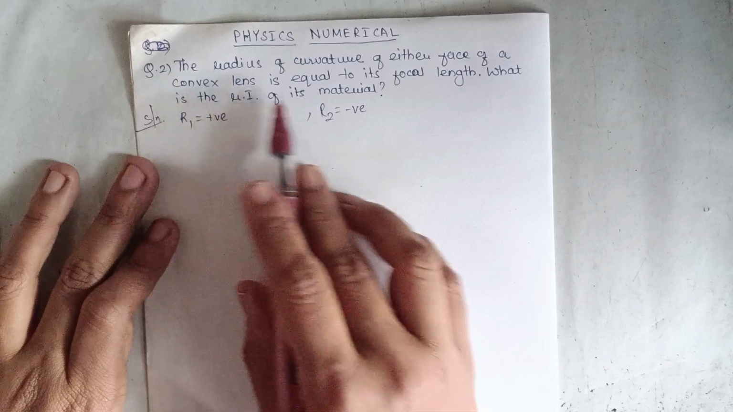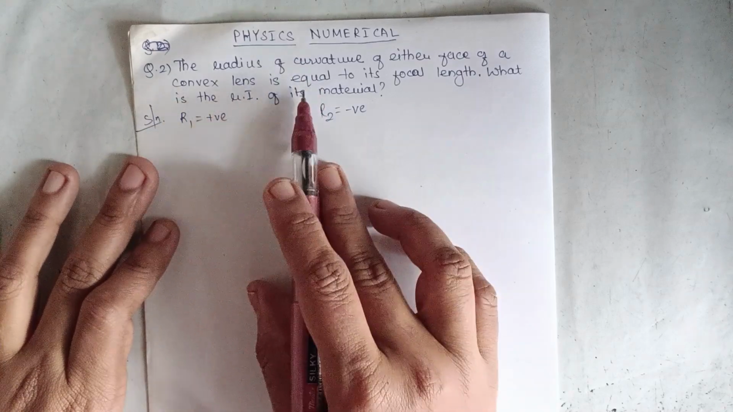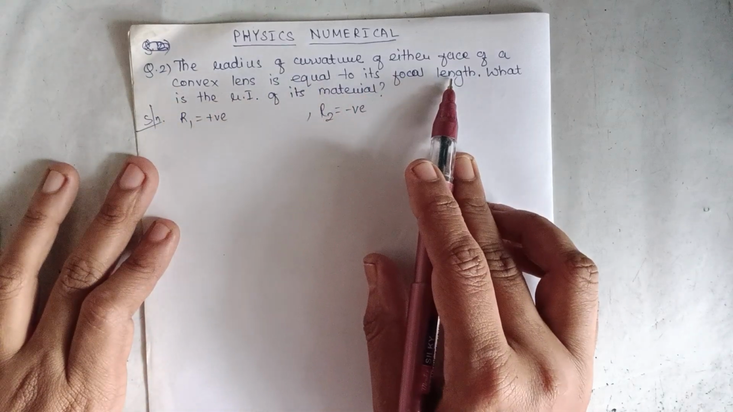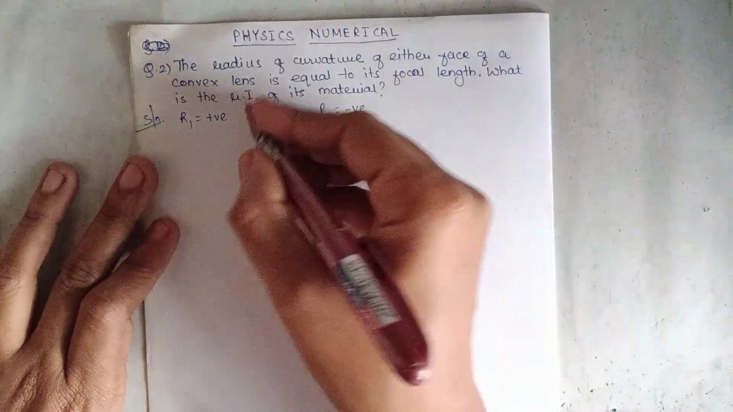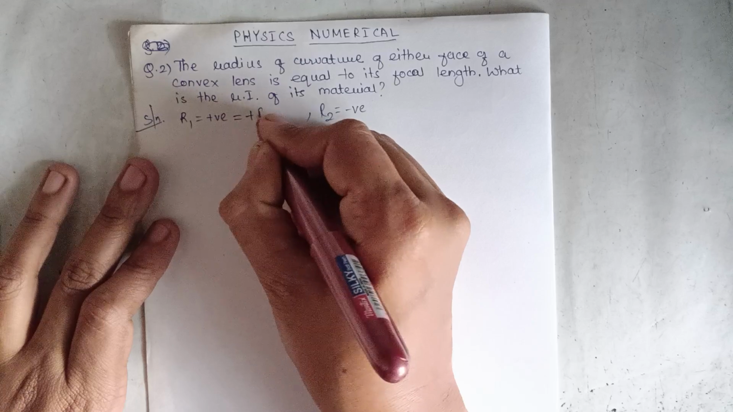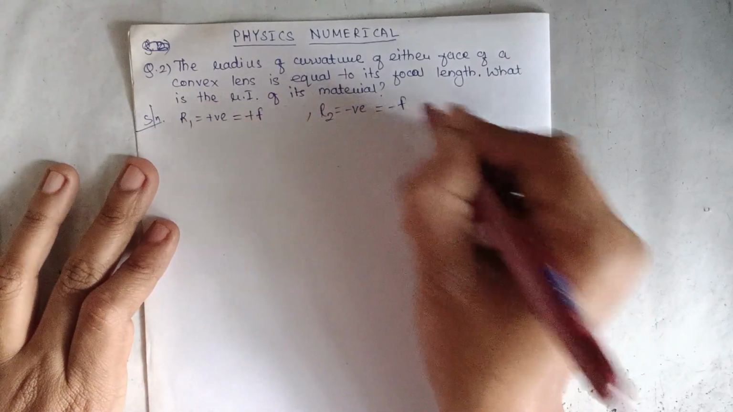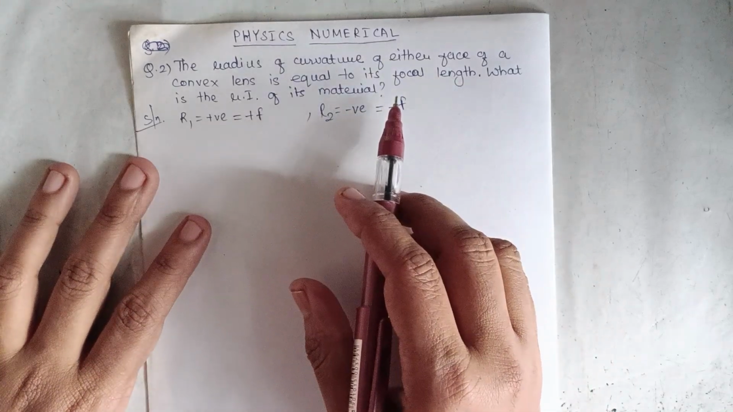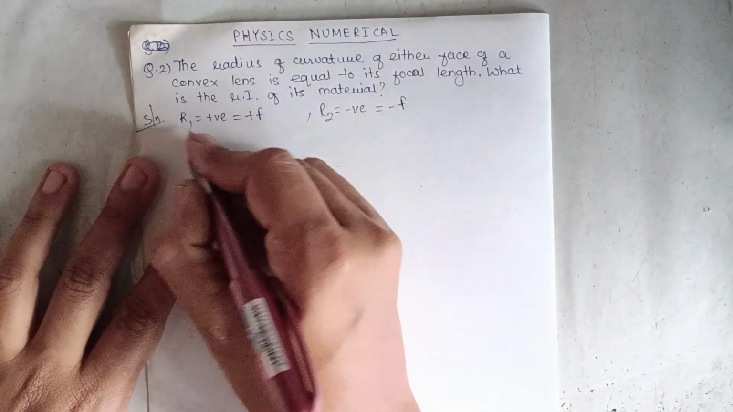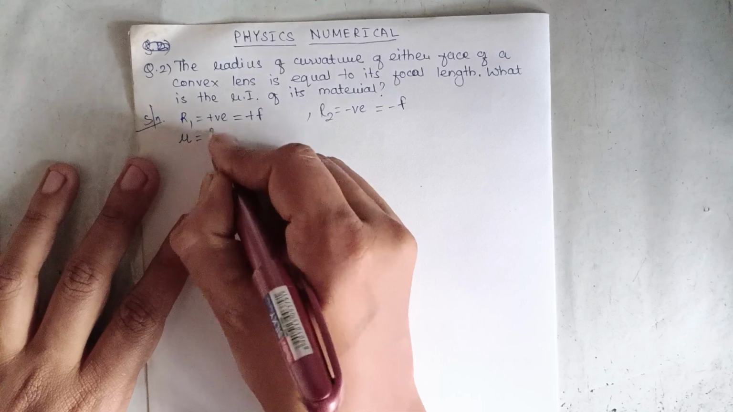And they have given that the radius is equal to its focal length. Both are the same but they are equal to the focal length. So R1 will be plus f, R2 is minus f. What is the refractive index of the material? So you have to find the refractive index.